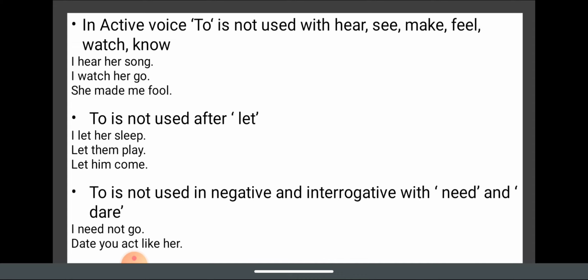To is not used after let. Let me see, let them sleep, let them play, let them come, I let her sleep. Like these sentences, we do not use to plus the first form. To is not used in negative and interrogative with need and dare. I need not go, dare you act like her? So in these kinds of sentences, we do not use to plus the first form.